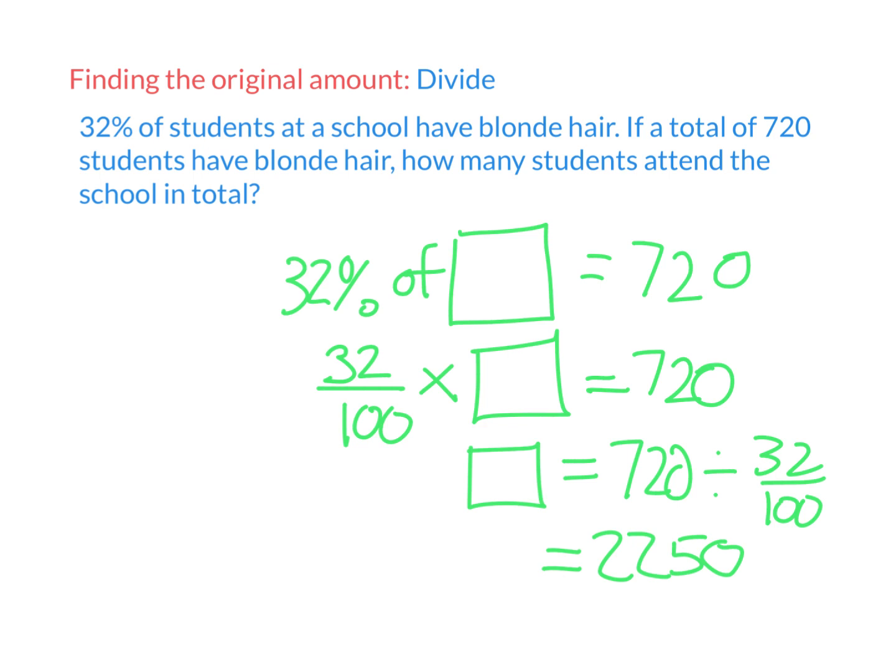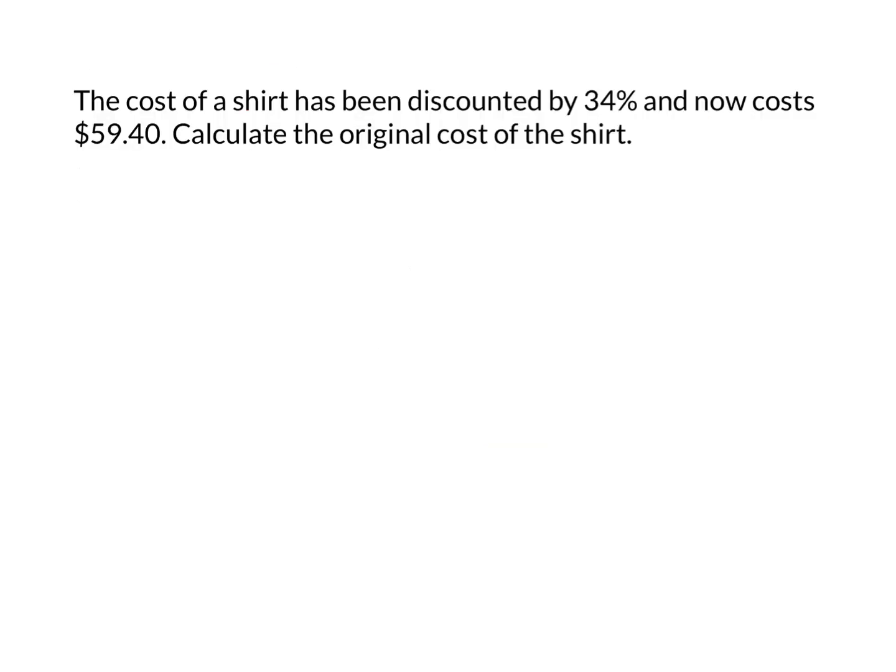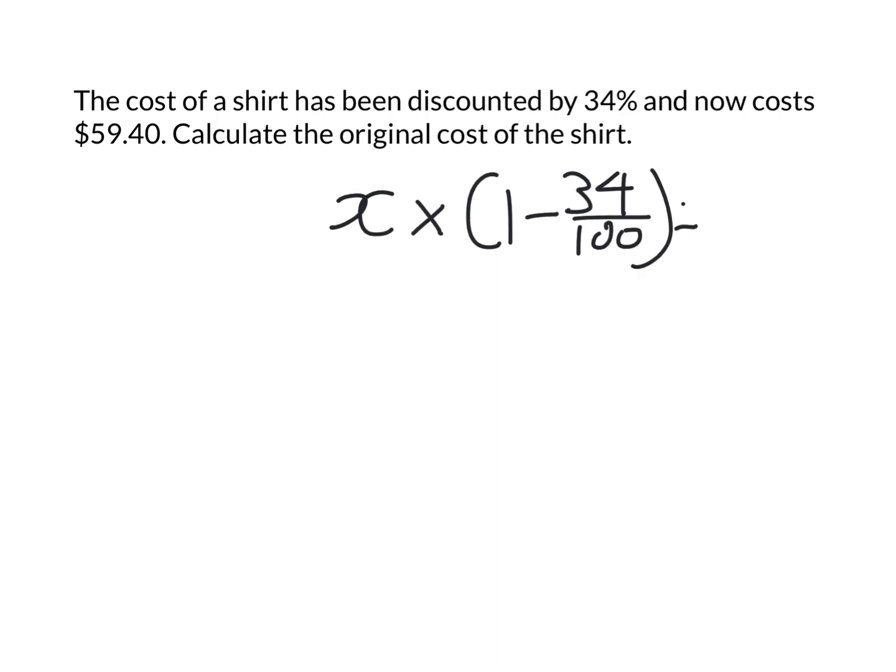All right, let's now look at one more example. So the cost of a shirt discounted by 34% now costs $59.40. Calculate the original cost of the shirt. So once again, we're finding the number we needed to start with that had some percentages done to it. So what we know is if we let this original cost be x, if we discount a number by 34%, we times by 1 minus 34 over 100. That's how you discount by 34%. And then after we do that, we should be left with 59.40.